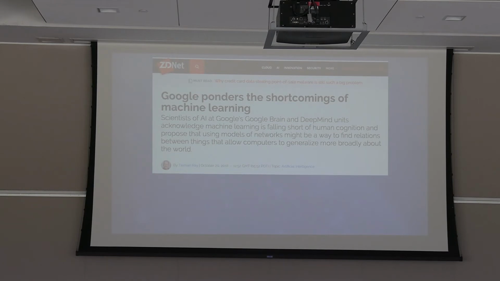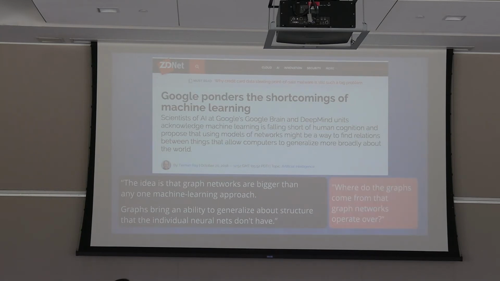And so they were looking at the shortcomings of machine learning in general. And what they said is that graph networks are bigger than any one particular machine learning approach. It allows you to generalize about structure, things that individual neural nets just can't do. But as you get toward the end of this article, they're still wondering, where do we get the graphs that graph networks operate over? Well, of course, there are several of us in the graph industry space that have products and tools and all this sort of thing that think we can help with this problem. We think we can provide those graph data structures in order to run those algorithms and structures over.